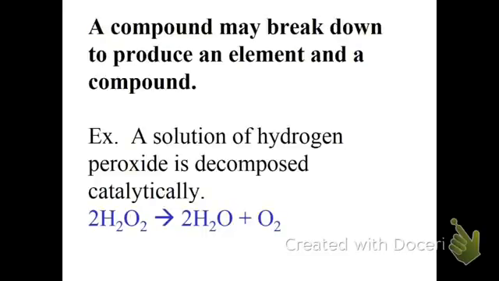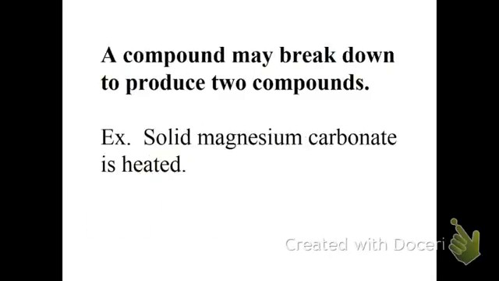A compound may break down to produce an element or two elements, but it also may break down to produce a simpler compound and an element. In this case, this is hydrogen peroxide, and it decomposes catalytically. It also decomposes with time. That's why it's kept in a brown bottle. If you have really old hydrogen peroxide and you pour it out, it doesn't fizz anymore, because basically it's just turned into water. Okay. It can break down to produce two compounds.